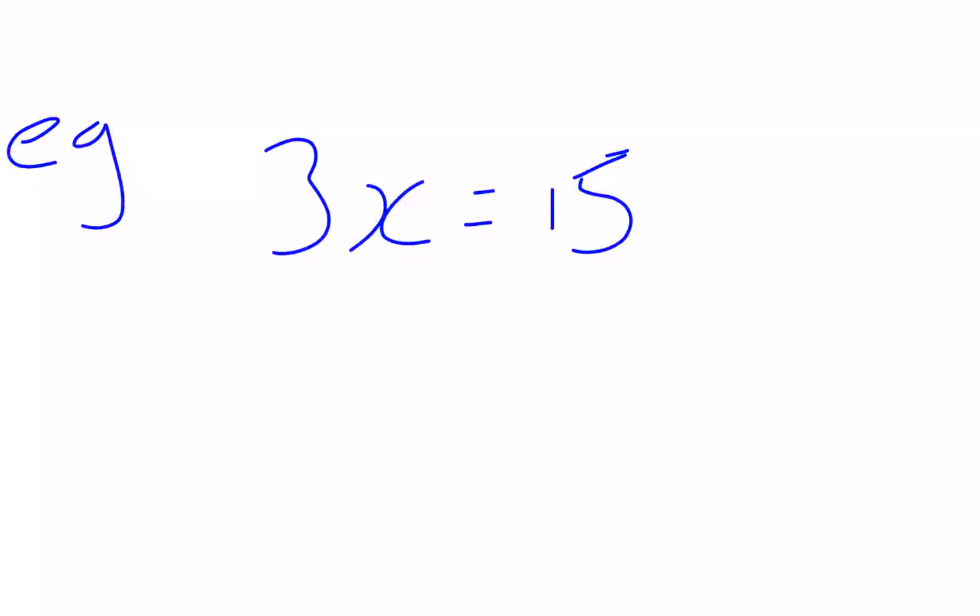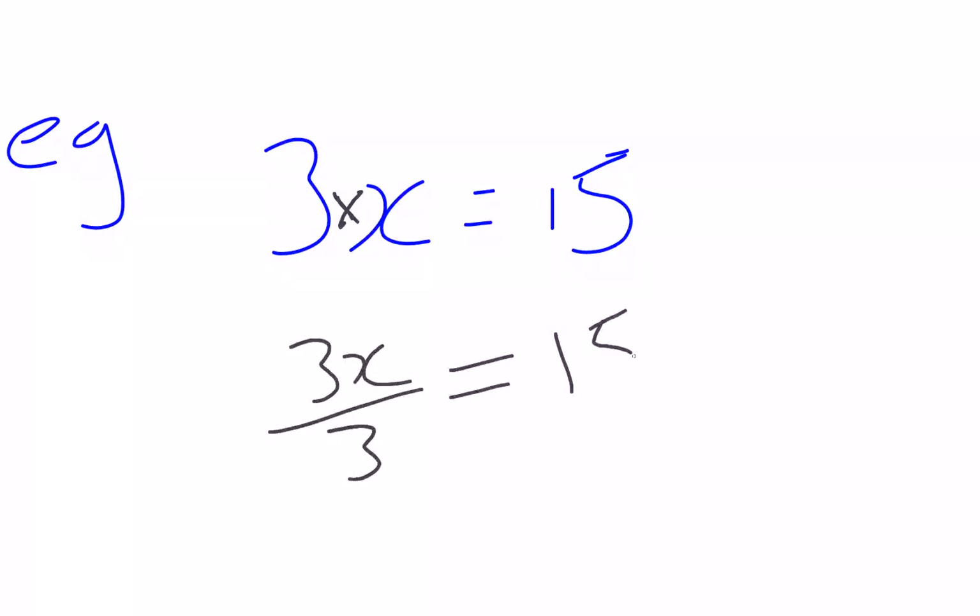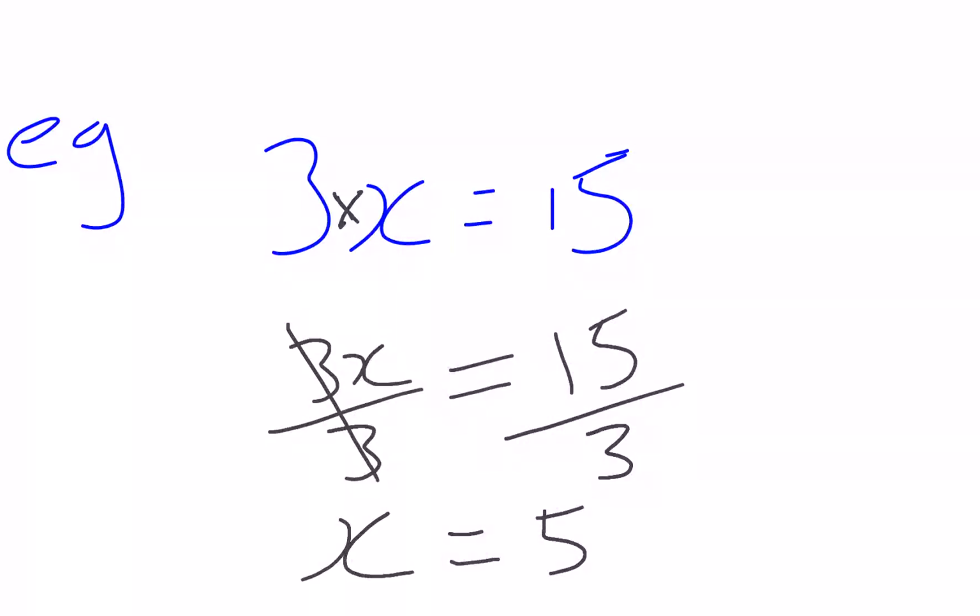3x equals 15. Now this means 3 times x equals 15. We need to do the opposite of timesing by 3, the opposite of multiplying by 3, which is divide by 3 on both sides. 3x divided by 3 equals 15 divided by 3. 3 over 3 cancels out, leaving me with x equals 15 divided by 3 is 5. Substitute it back in to check. 3 times 5 is 15. Yes, it is.